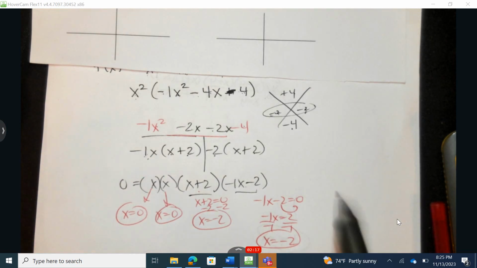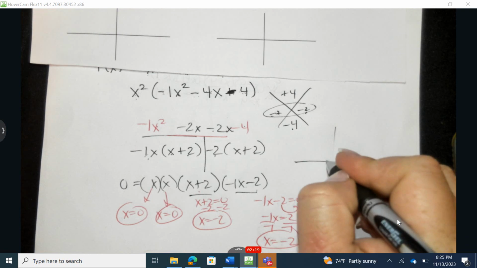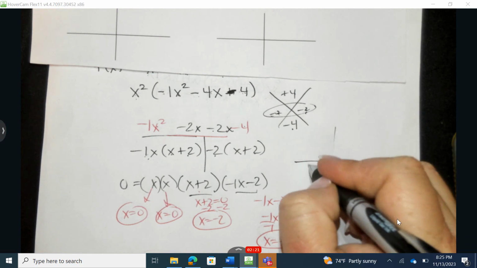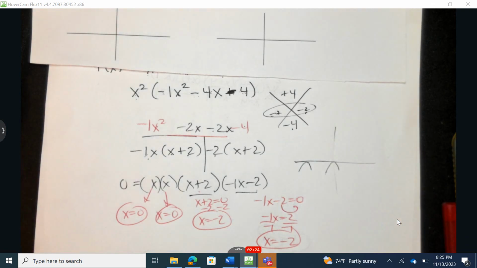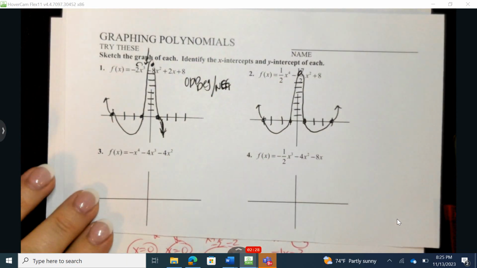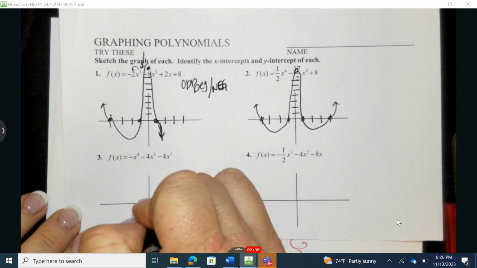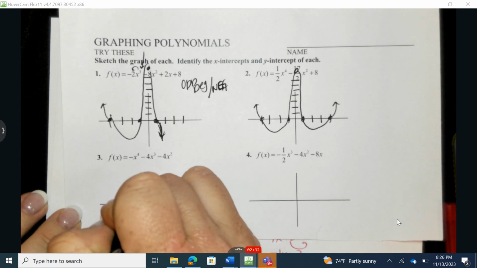What does it mean when there's a double? When there's a double, it's going to bounce off. So at 0, it's going to bounce off, and at negative 2, it's going to bounce off. And how do you know if it bounces off going down or going up? We'll talk about that next. So I need to go to negative 2 and 0. So here's 0, 1, 2.